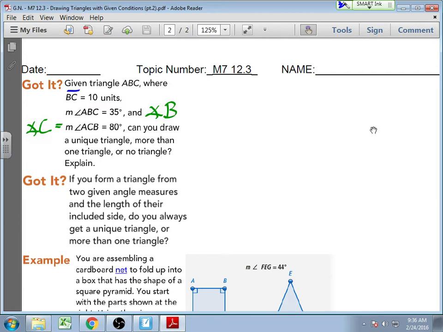So is segment BC included between the two angles that I know, or is it not between the two angles that I know? Katie, what do you think? So we're having difficulties with this, right? Let's try to sketch this out. Start with the side that you know, BC. So don't measure this. We're just going to try to approximate. This would be B, and this would be C.